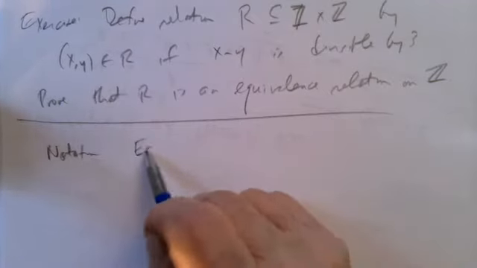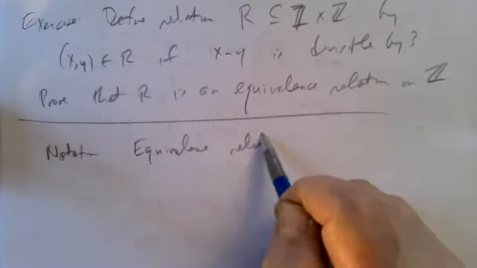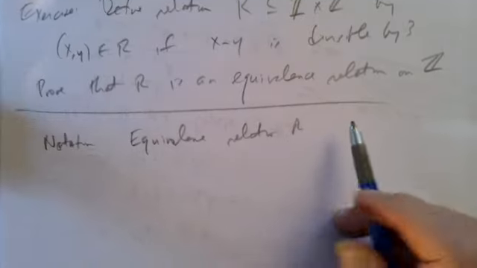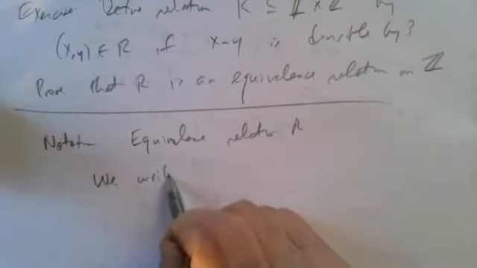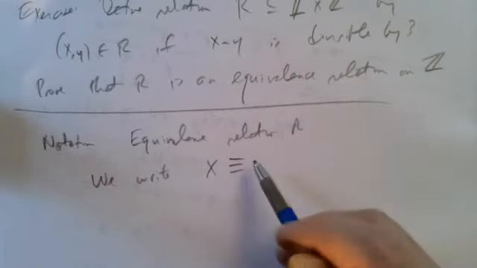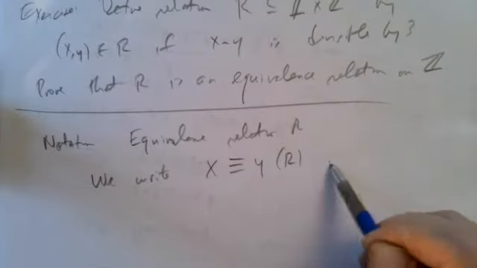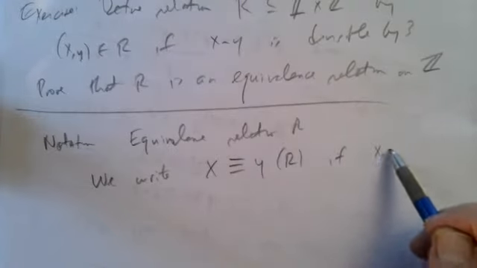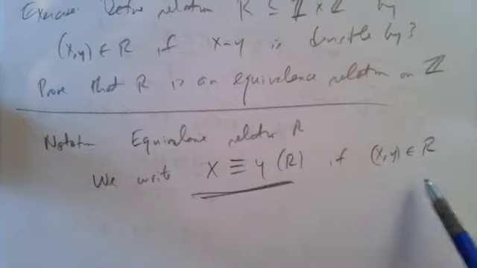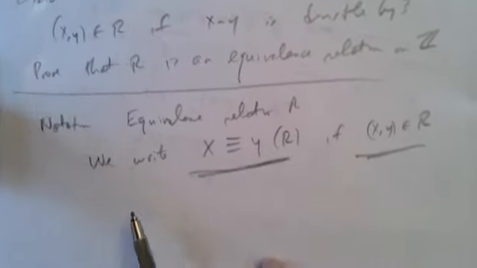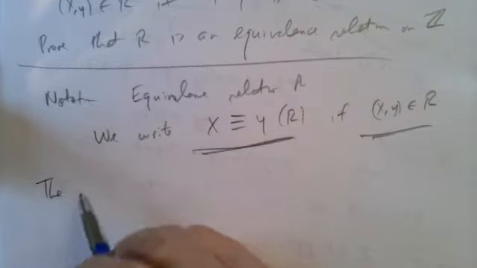If we have an equivalence relation R, we write X ≡ Y (three lines, equivalent or congruent to) if this is just another way of saying that the pair XY is in R. So this is just notation, it means the same thing. But what's very important is the idea of the equivalence class.